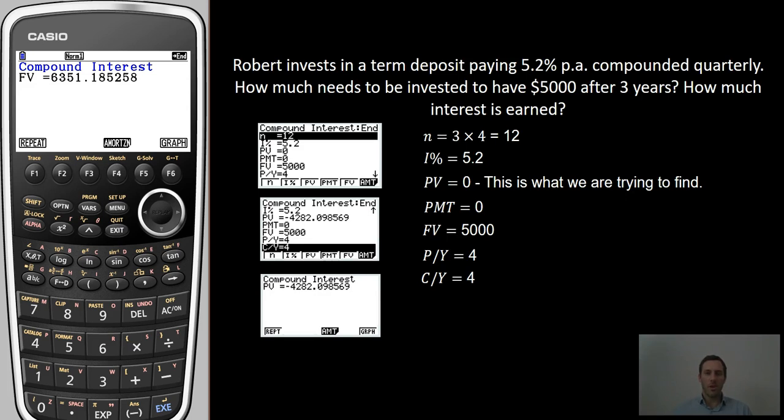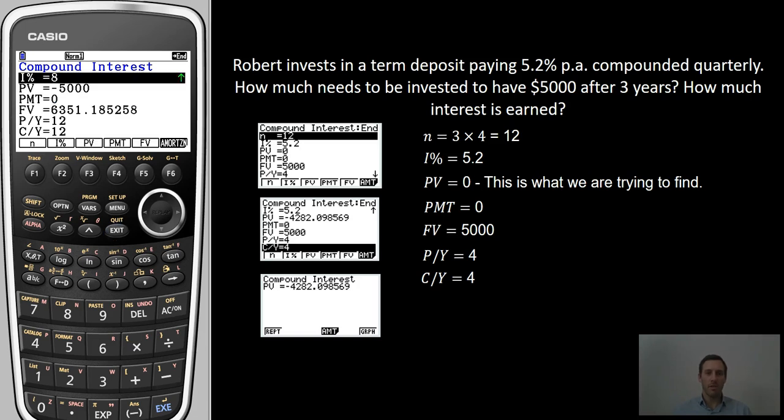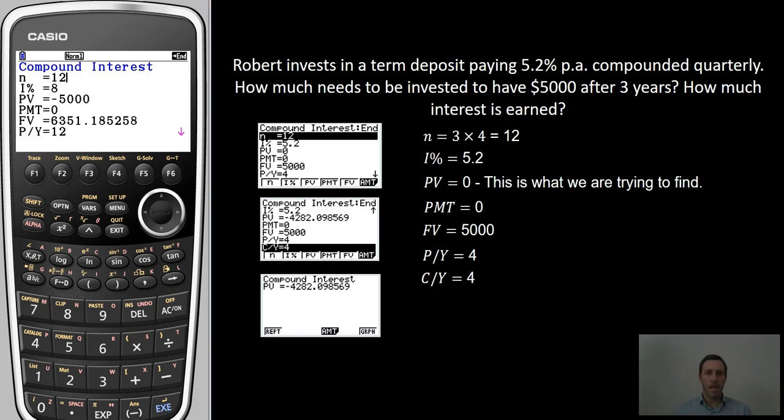Here we have another example. Robert invests in a term deposit paying 5.2% per annum compounded quarterly. How much needs to be invested to have $5,000 after 3 years? How much interest is earned? In this case, we're trying to work out how much needs to be invested. So let's go back to our compound interest menu and scroll up to N. N is 12, which is 3 years multiplied by 4 quarters.